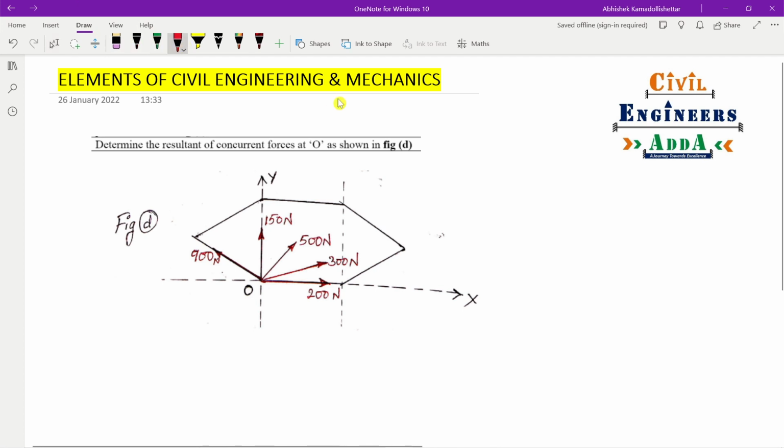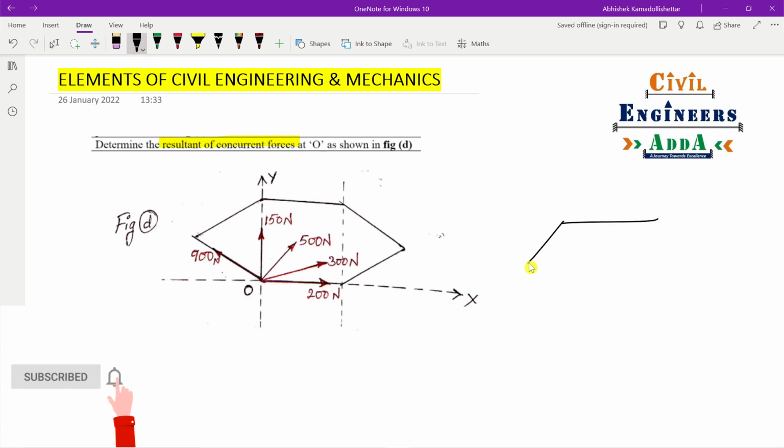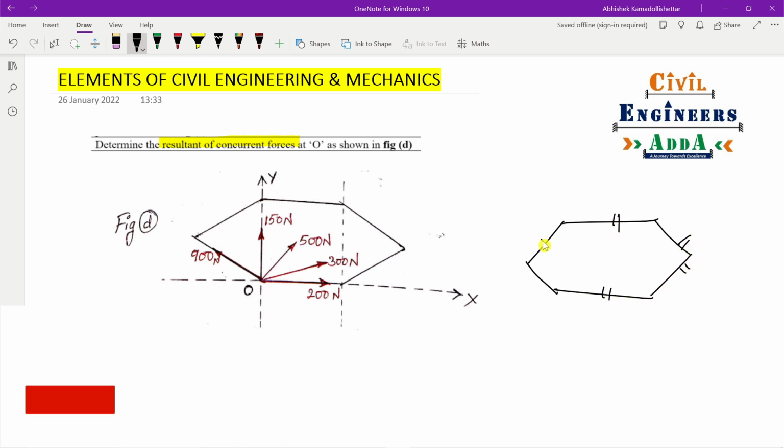Before this, this is actually a hexagon. This is a regular hexagon. So I hope you got this. You have to find the resultant force of concurrent forces. One property you have to understand before doing that is about the hexagon: in a hexagon, all the sides will be equal.